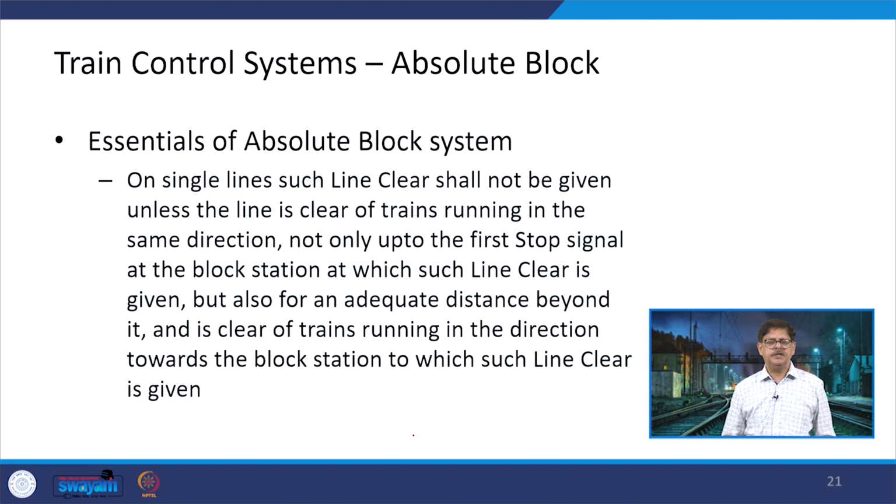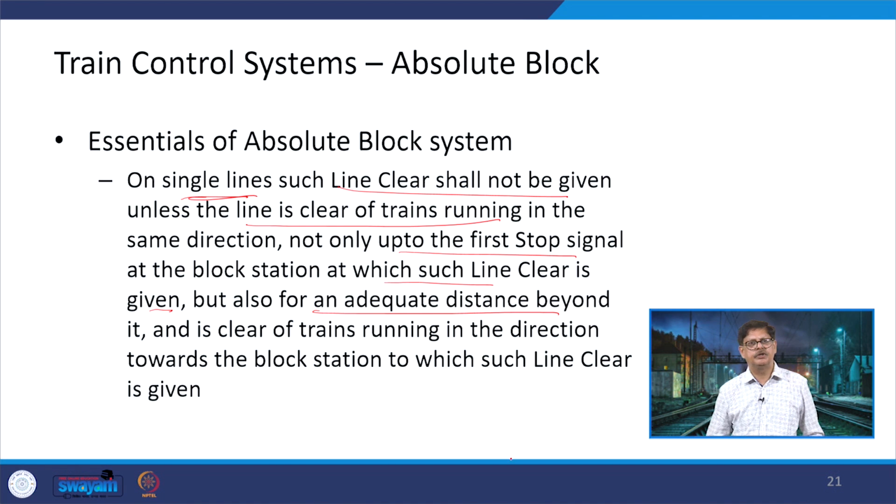In the case of single lines, the line clear shall not be given unless the line is clear of trains running in the same direction, not only up to the first stop signal at the block station at which such line clear is being given, but also for an adequate distance beyond it, and it is clear for trains running in the direction towards the block station to which such line clear is given.